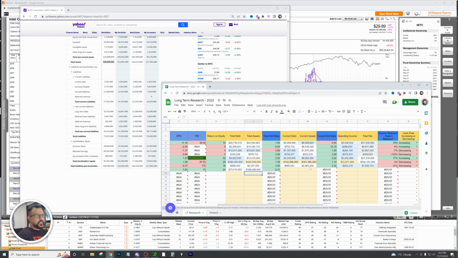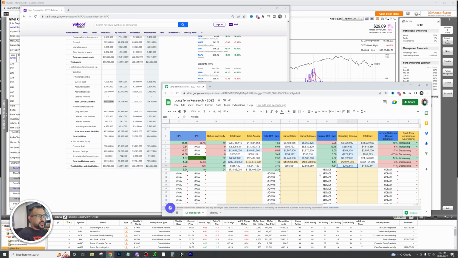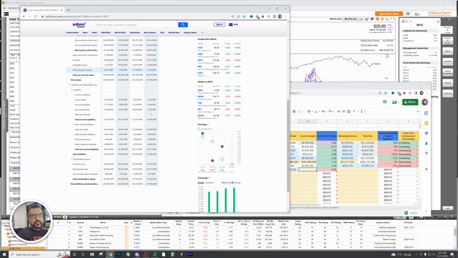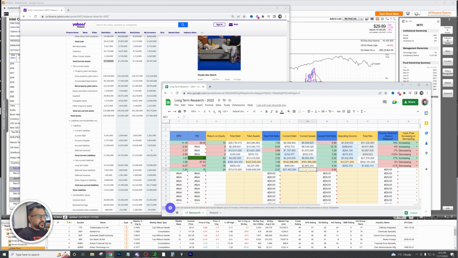Now let's scroll over and look at current debt and current asset. When we're looking at current debt, we have to look right here. Current liabilities, that's 27. We're going to put that right there. And current assets, we're going to come up to current assets right there. Perfect. Looks like we're going to get another green figure.